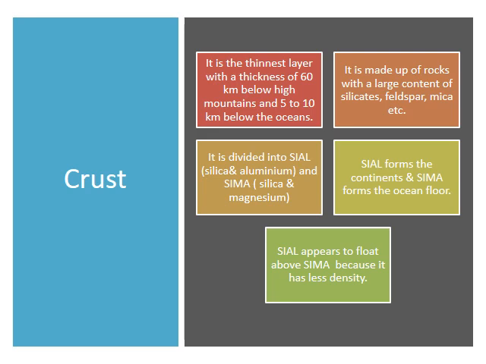It is divided into Cl and Cm. Cl is composed of silica and aluminium. Cm is composed of silica and magnesium. Cl forms the continents and Cm forms the ocean floor. Cl appears to float above Cm because it has less density.